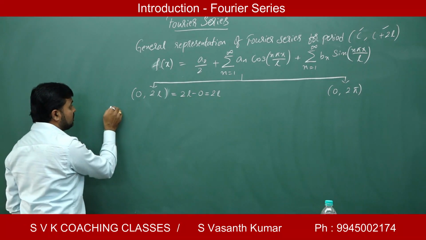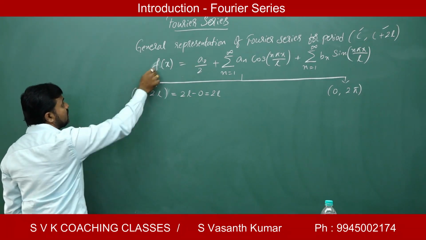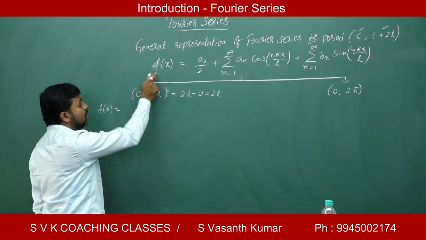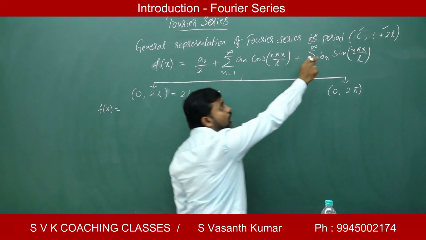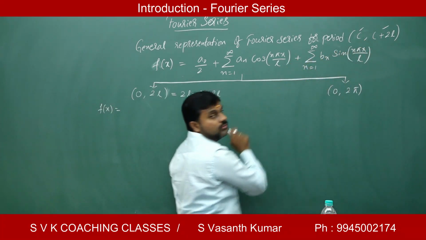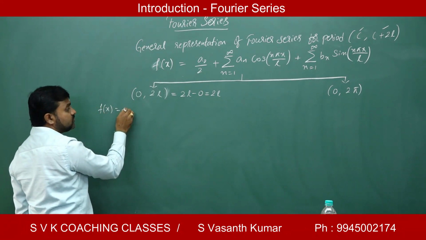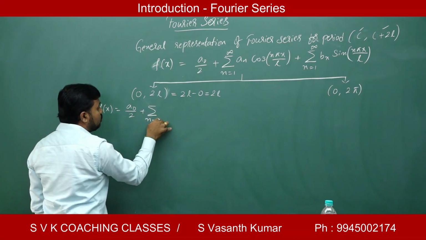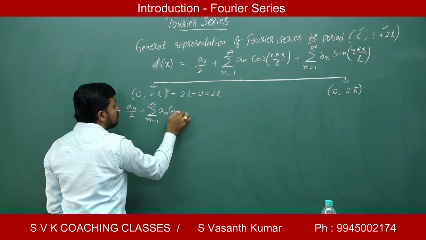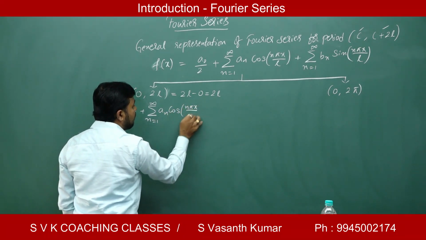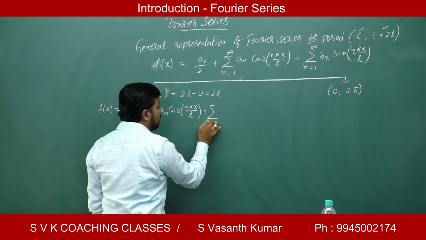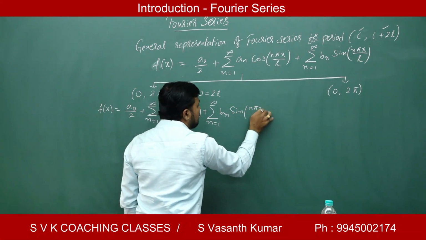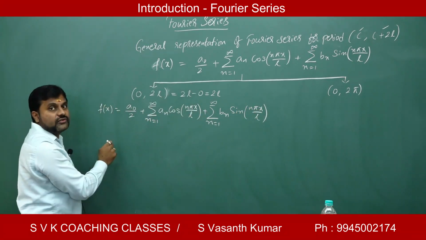Now how do we represent the Fourier series for such a function? There is no change in the general form if the period is 2L. I showed you how to find the period 2L here. This is the general form. So we can have f of x equal to a naught by 2 plus summation n equal to 1 to infinity an cos n pi x by L plus summation n equal to 1 to infinity bn sin n pi x by L.